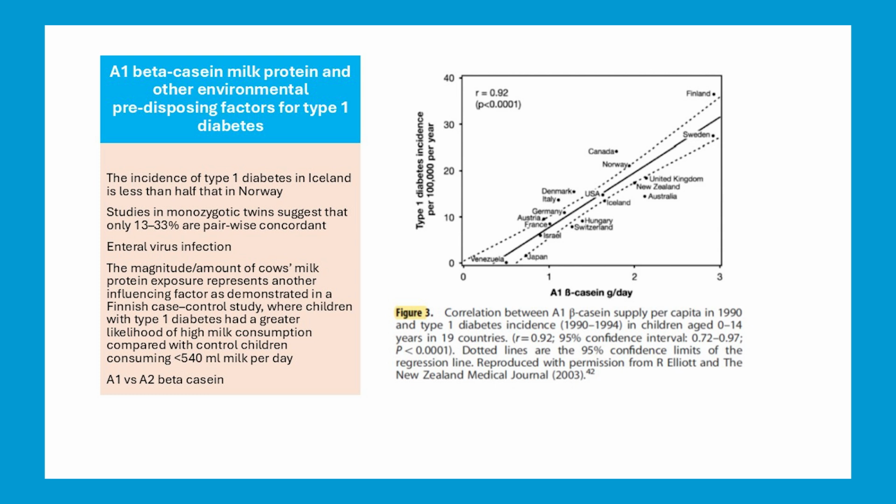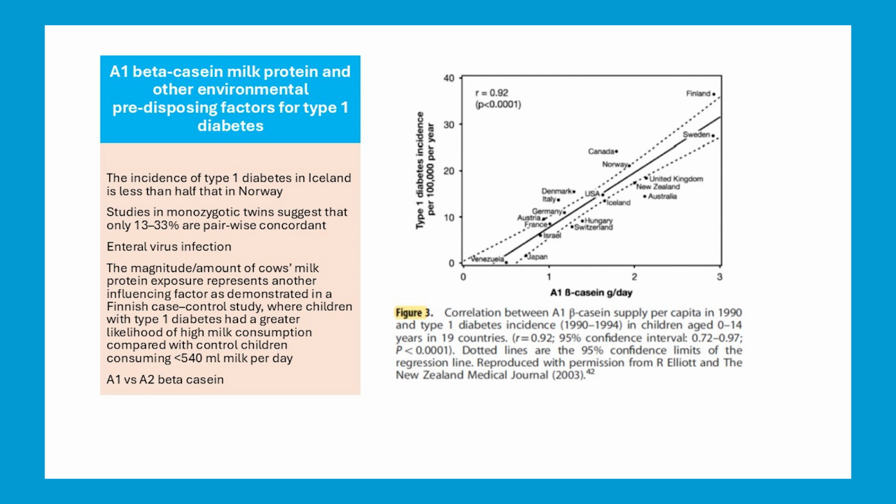So, while there is a human genetic component to type 1 diabetes, the lifestyle component plays a large role across the board. Not only here, but in studies from other countries like China, which in recent decades has seen an explosion in type 1 diabetes to go along with the explosion in milk consumption. The lifestyle component even appears to be stronger than the genetic one when we look at studies in identical twins, which suggest that only 13 to 33% are pairwise concordant, which means they both have it.